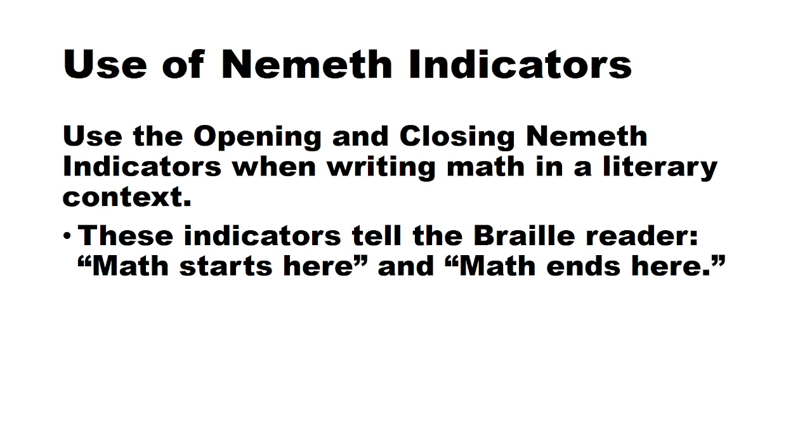We need to use the opening and the closing Nemeth indicator, which tells us that when we have the opening Nemeth indicator, math begins there, and when we have the closing, math ends there. So there are two symbols here: the opening Nemeth indicator and also the closing Nemeth indicator. That is when we have a literary text written in Unified English Braille, and there's a math expression in between. So we need to put opening and closing Nemeth indicators.